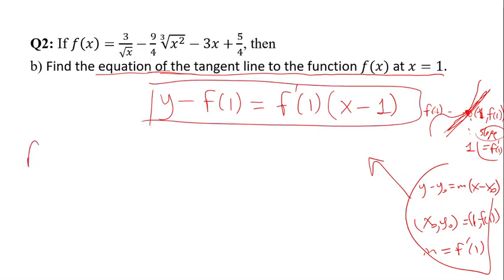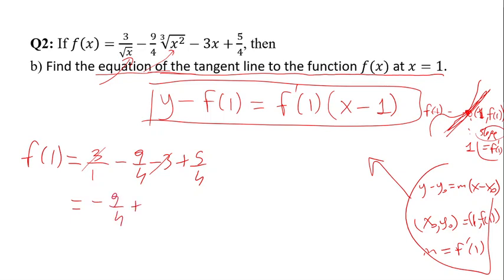Now what is needed? f of 1 is needed. So just put 1 in here and say 3 over 1 minus 9 over 4 minus 3 plus 5 over 4. And then it will be 3 minus 3 and minus 9 over 4 plus 5 over 4. And this will be equal to negative 4 over 4, which is minus 1.